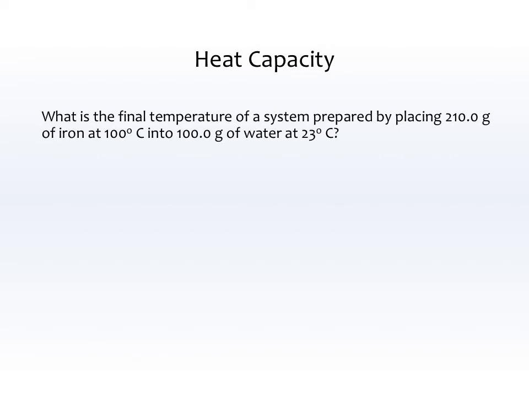What's the final temperature of a system prepared by placing 210 grams of iron at 100 degrees into 100 grams of water at 23 degrees? So the iron's going to cool down and lose heat to the water. The water's going to heat up because it's gaining heat from the iron. So what we're going to have is M of the iron, C of the iron, delta T of the iron is equal to M water, C water, delta T water, because the heat lost by the iron is equal to the heat gained by the water.